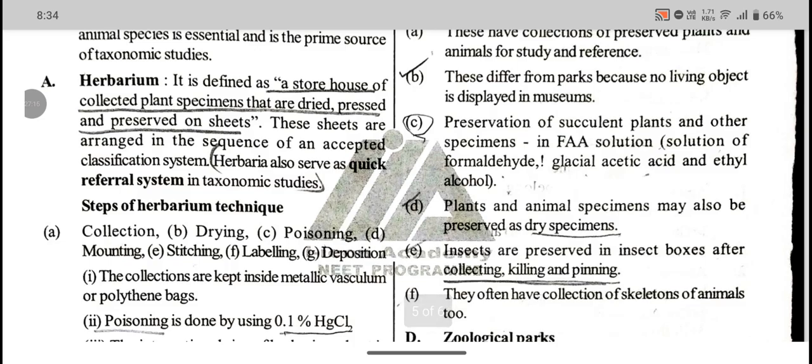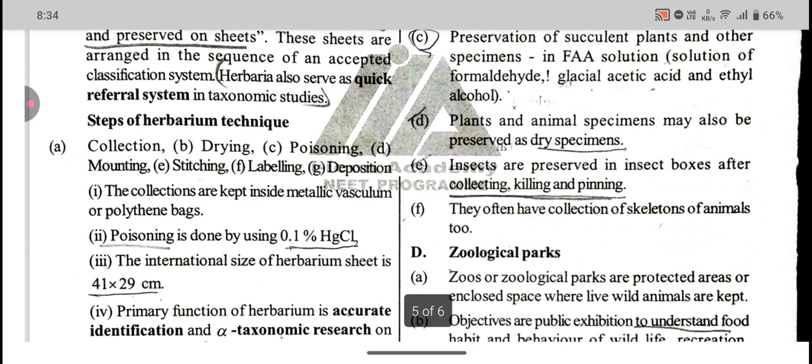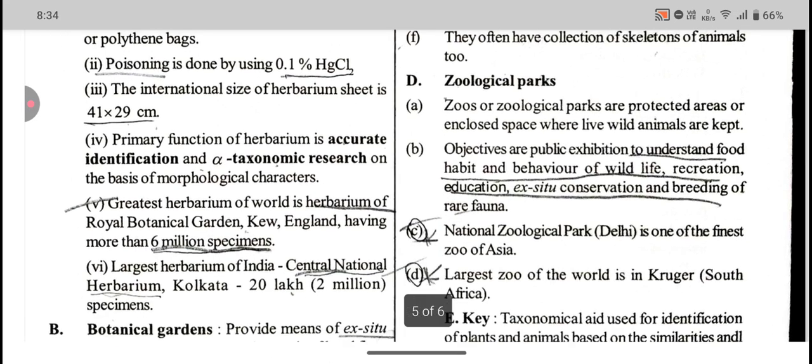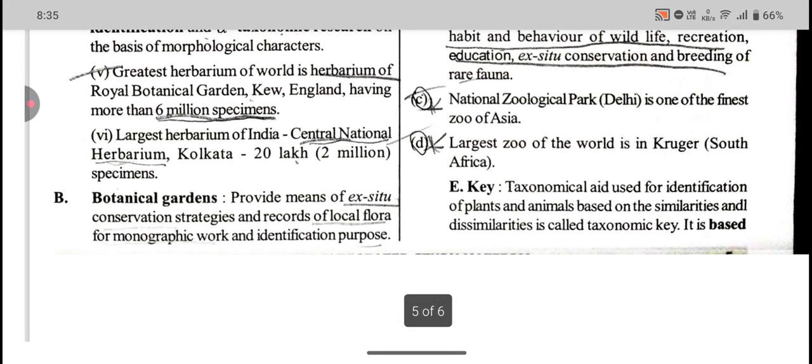And we have museums for the preservation of succulent plants and other specimens. Plant and animal specimens may also be preserved as dry specimens, and insects are preserved in insect boxes after collecting, killing, and pinning them. In the case of animals, we have zoological parks. National Zoological Park, Delhi, is one of the finest zoos of Asia, and the largest zoo of the world is Kruger, which is in South Africa.